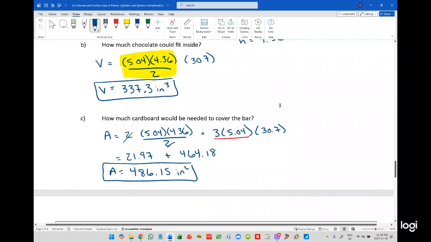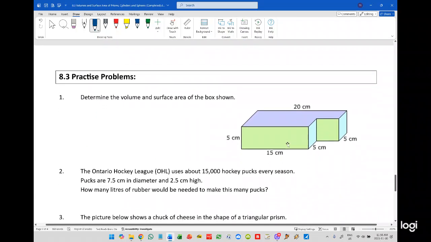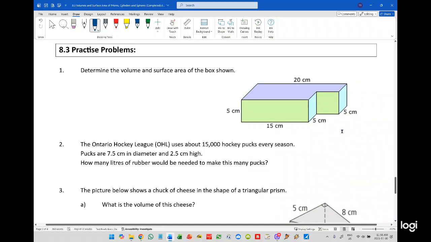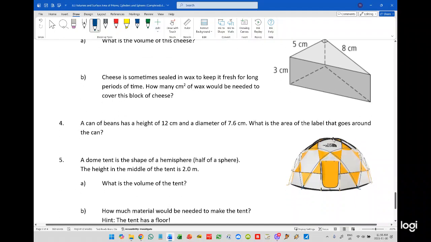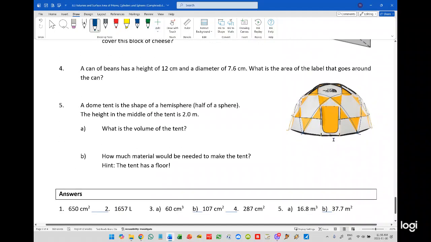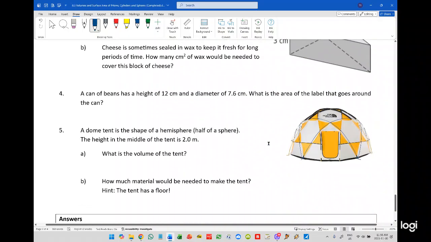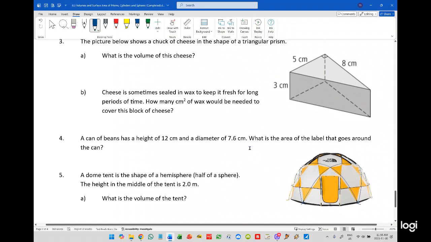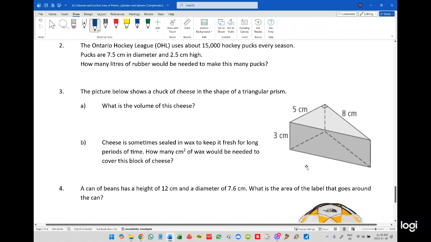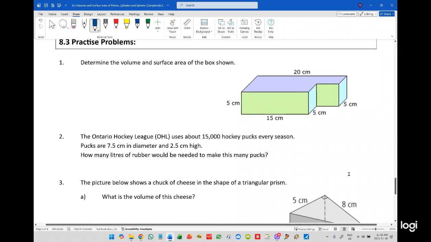Okay, I'm going to stop there because there are some practice problems to try. I'm going to point out this first one, you'll notice that doesn't look like a straight up rectangular prism, but if you use your thought process on how shapes work, you can break it into pieces that work out nicely. Here you have a lovely block of cheese, and here you've got some tent to work with. And then there's a few word problems that have no diagrams, like for instance, a can of beans. You don't really need a diagram to know what a can of beans looks like. All cylinders look the same. Anyway, give those a shot.